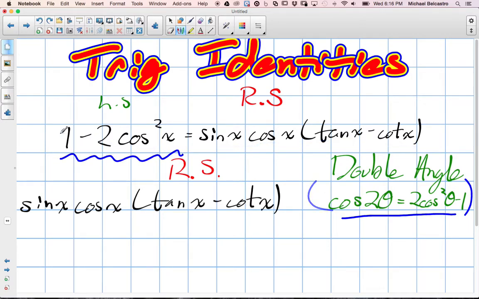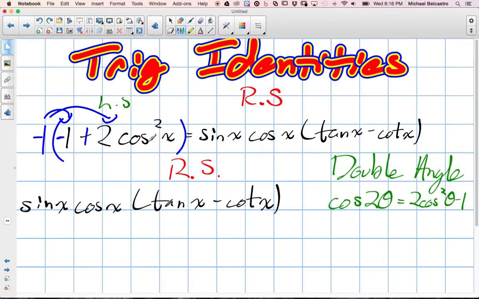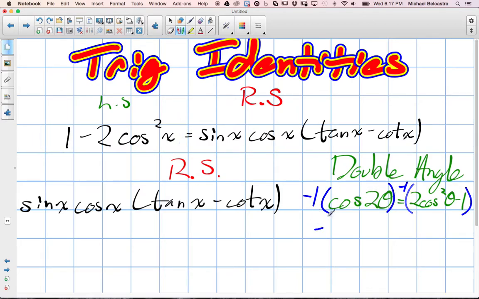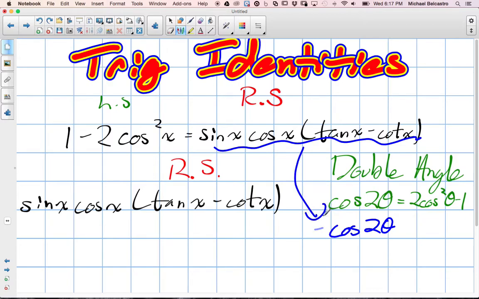In fact, if I was to multiply this left side by -1, so if I distributed a -1 in, I get -1 plus 2 cos squared theta. And that's what this is here. This is kind of like positive 2 cos squared theta minus 1. Since we multiplied this by -1, we have to balance the equation. So if I have -1 times this here, it'd be the same idea as -1 times this. So one of our goals might be to get to negative cos 2 theta. Okay, so we'll work with our right side, and this is what we're aiming for.